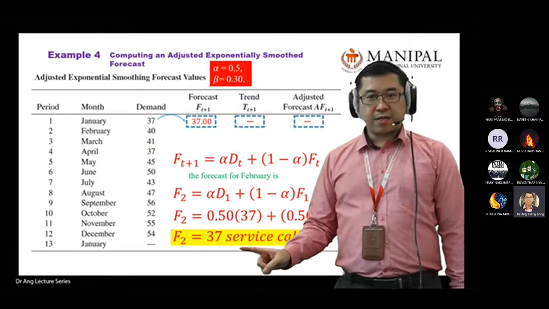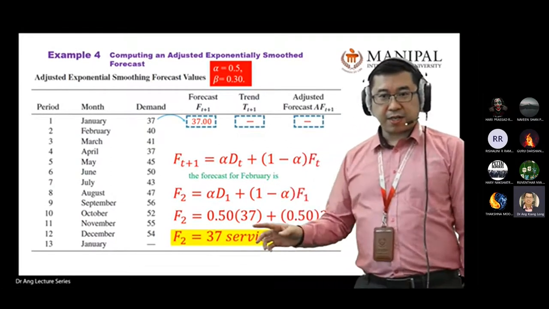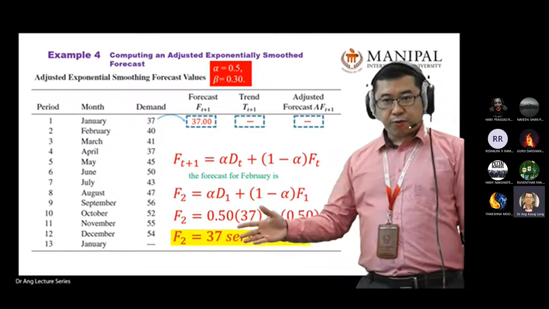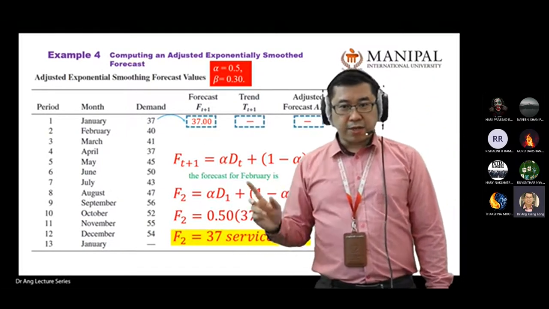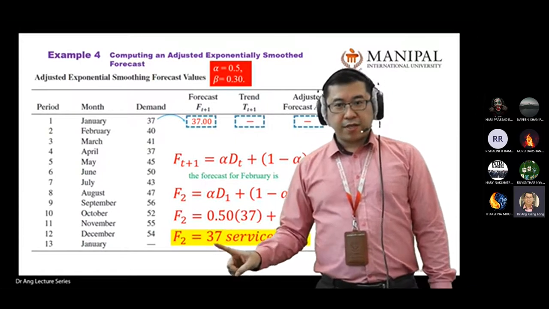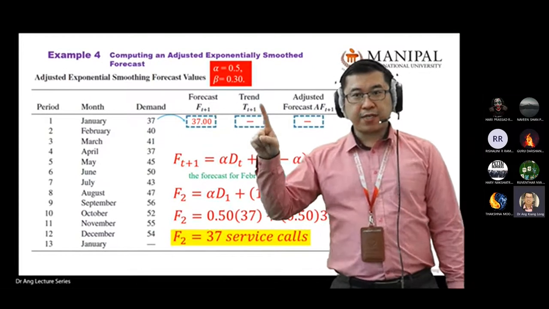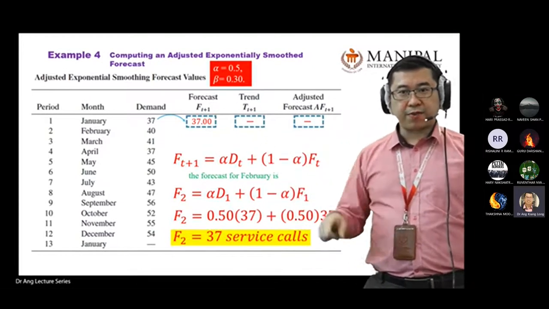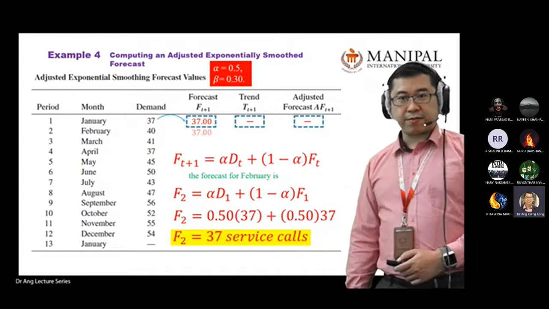So here is 37. You press the calculator. In this case, you will get a full number in your calculator. But when you write in the table or in your answer sheet later on, you need to give at least one decimal place for forecast trend and forecast value. So here you get the second number is 37.